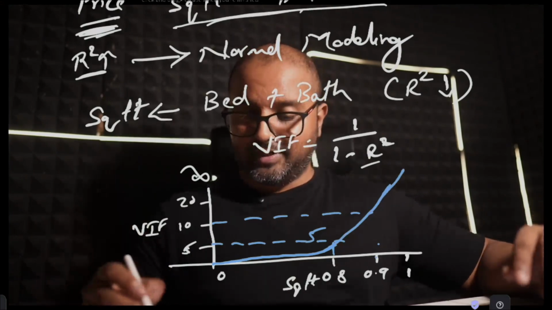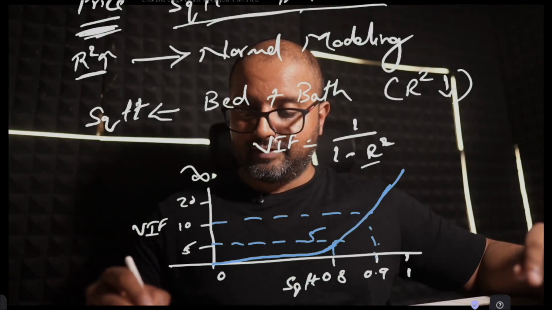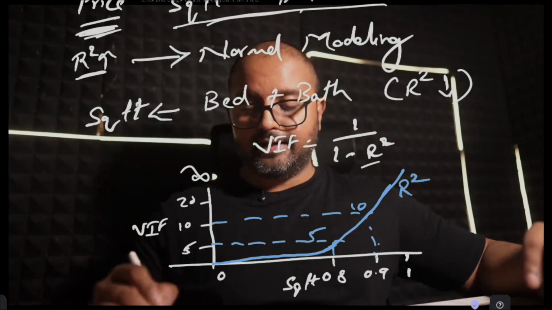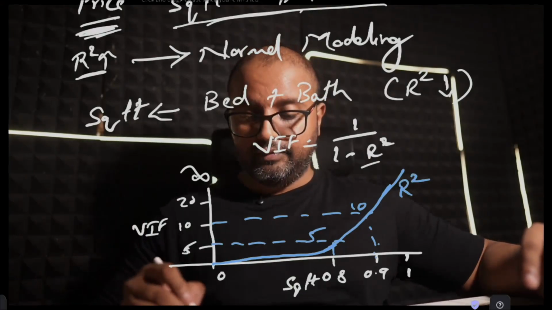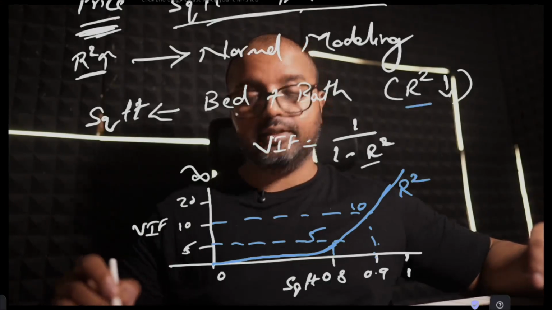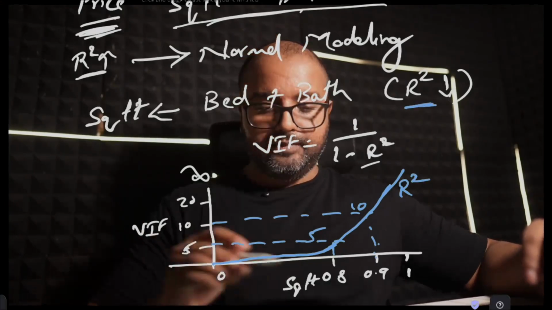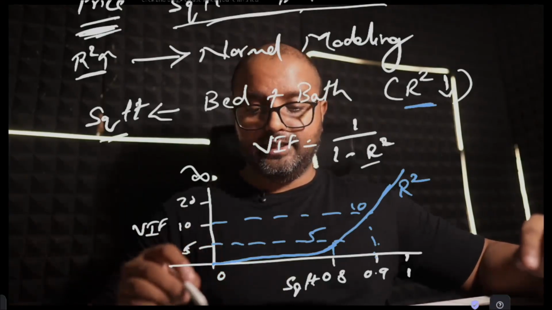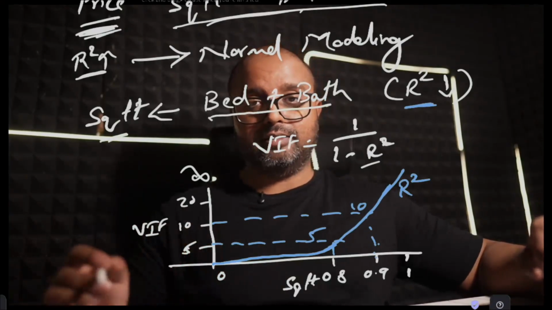Okay, let me draw that one again. At 0.9, we have 10 over here, and this curve is the R squared curve. You'll see that as the R squared increases, the VIF goes up to infinity. That's why we want R squared to be as low as possible. In other words, that means square feet cannot be easily predicted by the bed and bath variables we have in the model.